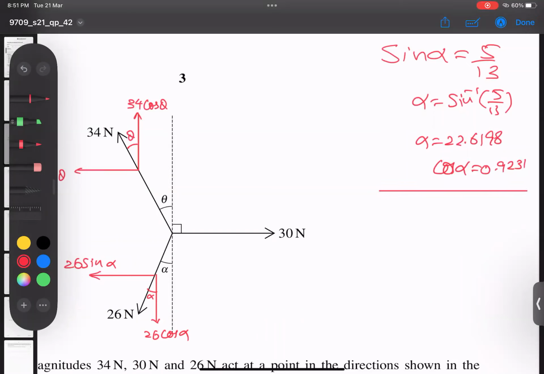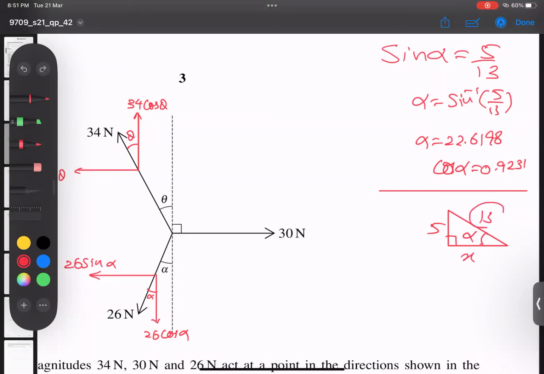Way number 2 is the triangle method. I will make a triangle, and this is alpha. This alpha comes from here. What is the sine formula? Opposite by hypotenuse. Opposite is here, hypotenuse is here, and 13 is the hypotenuse. This is 90 degrees. I can find this adjacent using Pythagoras theorem.